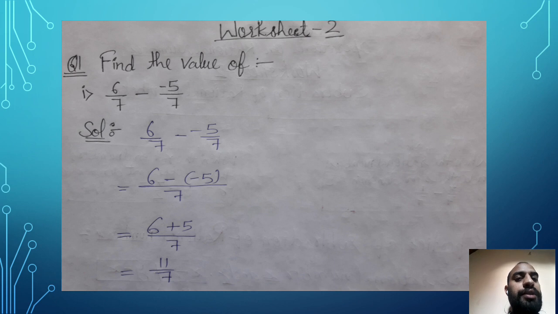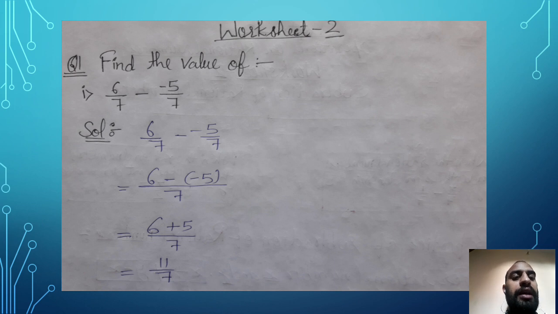Let's take your first question. Find the value of the first part I am taking, that is 6 upon 7 minus 5 upon 7. So we need to do subtraction. You can see easily, my dear student, here we have a common denominator, that is 7. So we can write 7 in the denominator, and in the numerator we need to do subtraction. This is similar to what we did in adding. If we get the same denominator, then we add the numerators. And here is the case of subtraction. That means if we have the same denominator, then we are going to subtract numerators.